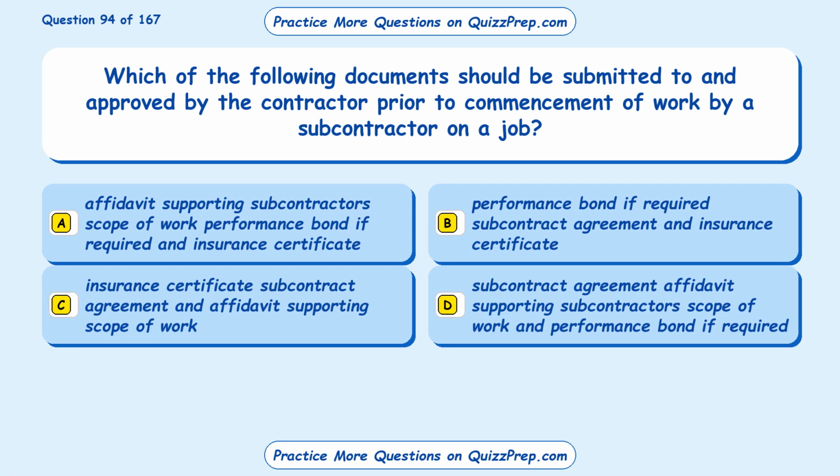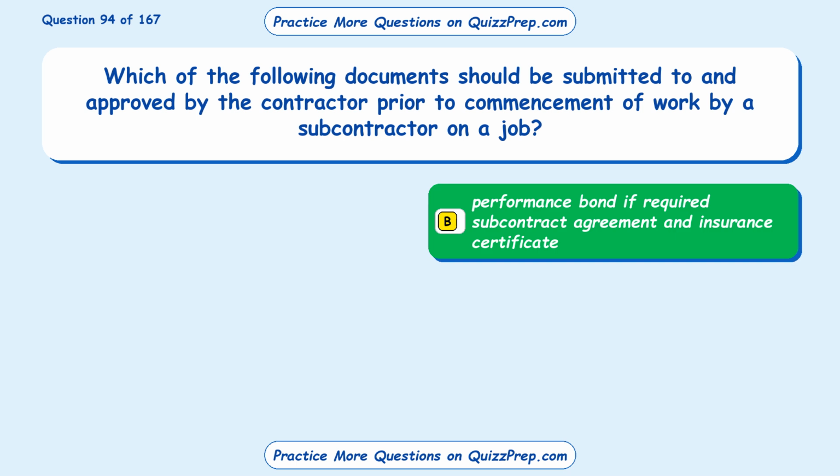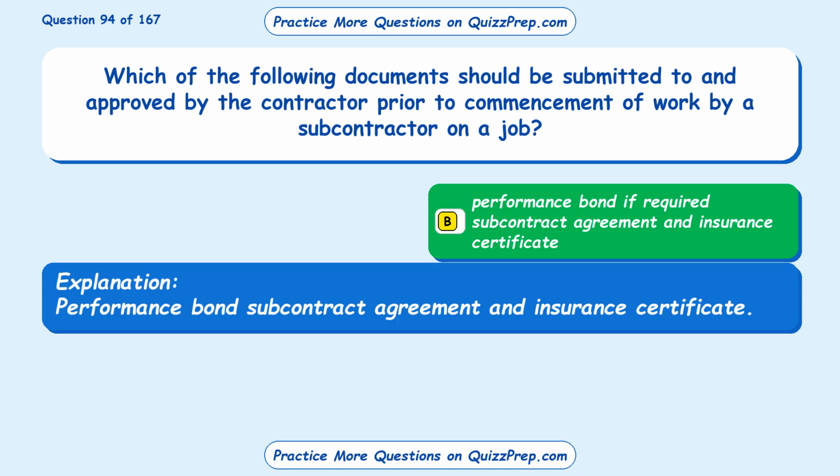Question 94. Which of the following documents should be submitted to and approved by the contractor prior to commencement of work by a subcontractor on a job? Option A, affidavit supporting subcontractor's scope of work, performance bond if required, and insurance certificate. Option B, performance bond if required, subcontract agreement and insurance certificate. Option C, insurance certificate, subcontract agreement and affidavit supporting scope of work. Option D, subcontract agreement, affidavit supporting subcontractor's scope of work and performance bond if required. The correct answer is option B, performance bond if required, subcontract agreement and insurance certificate.